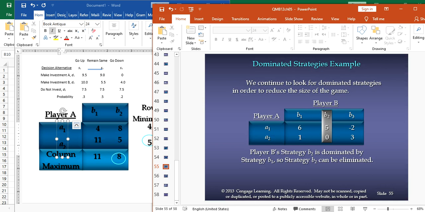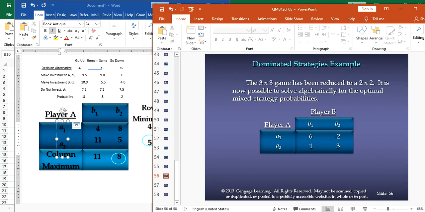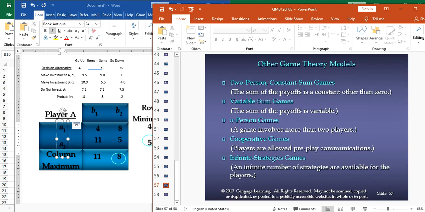The strategy of B2 is dominated by the strategy of B1. 5 is smaller than 6, 0 is smaller than 1. So we remove this column and we will have only a 2 by 2 table over here. And then we apply the same methodology of mixed strategy to get the outcomes. Okay?